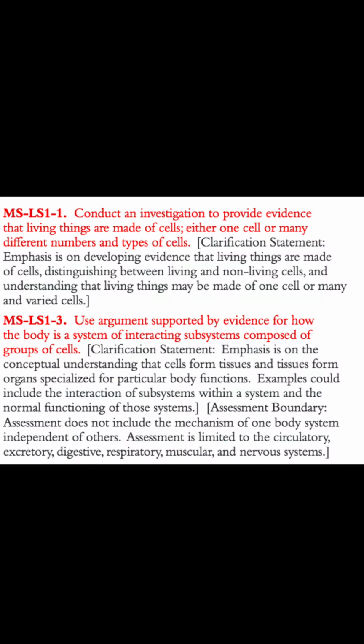There are 4 major performance expectations that explain what students should be able to do by the end of this unit. And so for these first 2 in summary, students should be able to conduct or explain how they would conduct an investigation to provide evidence that organisms or living things are made up of cells, different numbers of cells, different types of cells. They should also be able to explain that the human body is made from different systems that interact, and they need to provide evidence for how they know this.